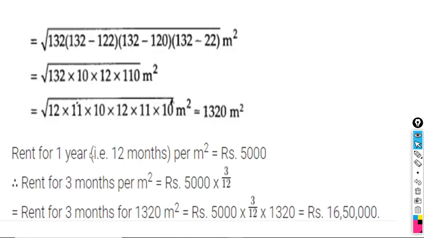In the next step, the rent for 1 year means 12 months is rupees 5000. We want rent for 3 months, so this 3 by 12. We need rent for 3 months. We get 3 by 12 multiplied with the 5000, and for 1320 meter square we multiply with 1320. After doing so, we get this value 16,50,000.